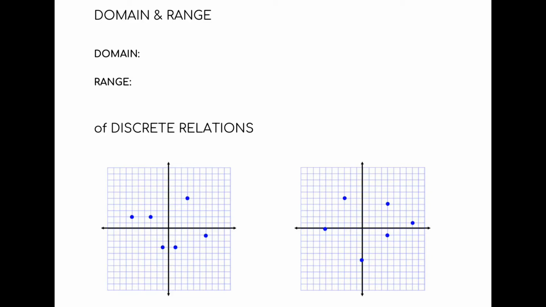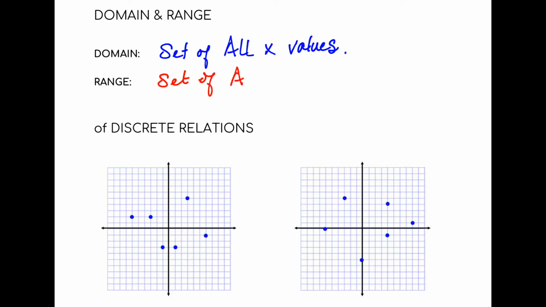Today we're talking about domain and range. This might be the first time you've heard these words, so let's start with some definitions. Domain is the set of all x values that are part of the solution set to a relation or a function. And the range, similarly, is the set of all the y values that are part of the solution set to a relation or a function.